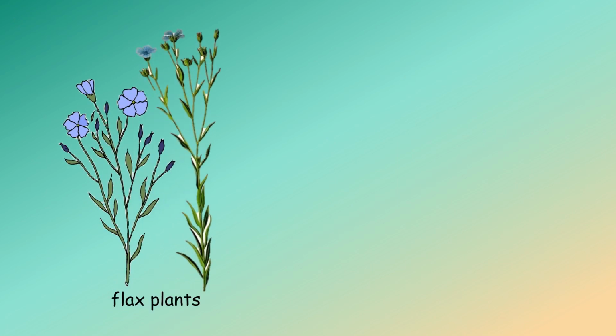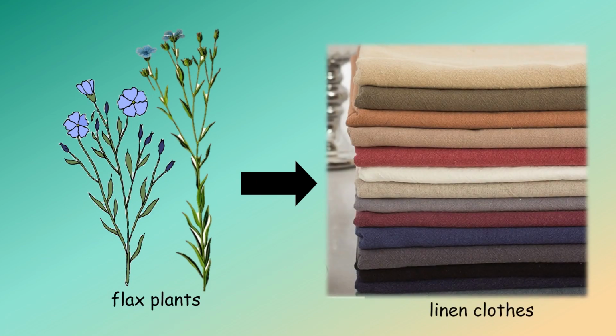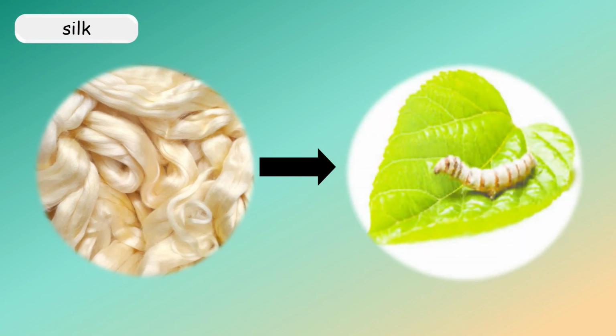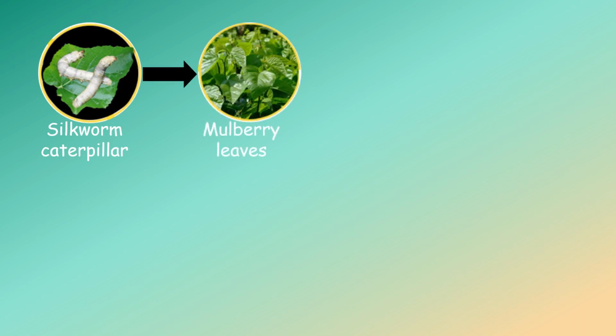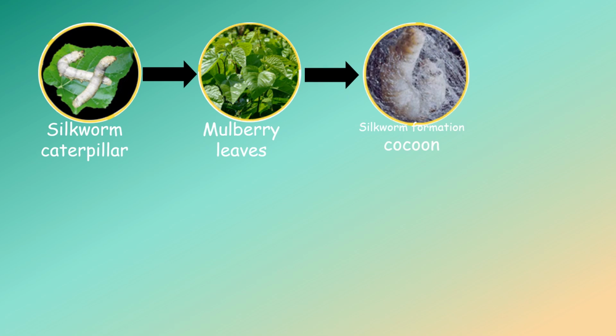Next, flax plants. Using the flax plants, we make linen clothes. These are very costly and fine clothes. Next, silk. Silk is obtained from silkworms. Silkworm caterpillars eat mulberry leaves and make a cocoon.